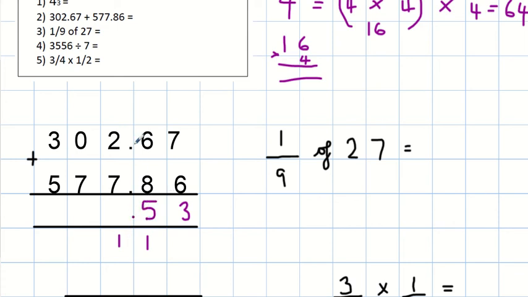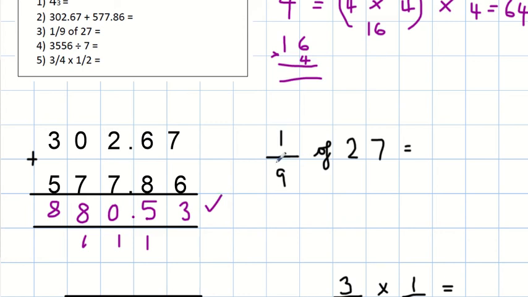Add my decimal point in here now. So 2 and 7 is 9, add the 1 you've carried, 10. 0 and 7 is 7, add 1 is 8, and 3 add 5 is, that's right, 8. So 880.53. If you've got that one, year 6, give it a little tick. If you need to review your calculation, please pause the video. Okay, number 3 then. So we want 1/9 of 27.